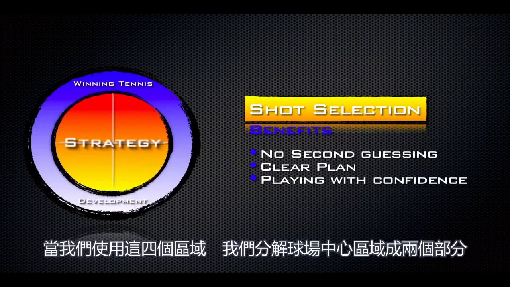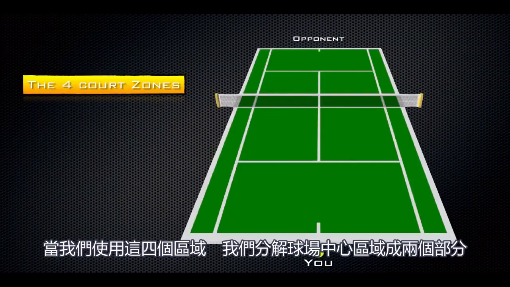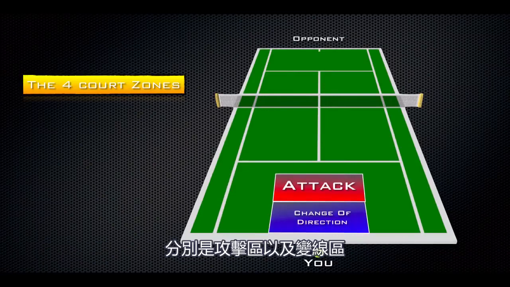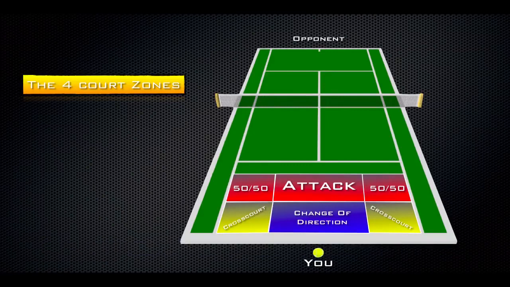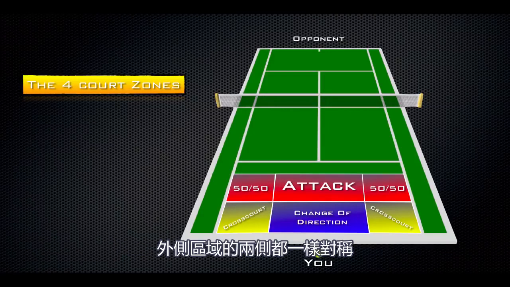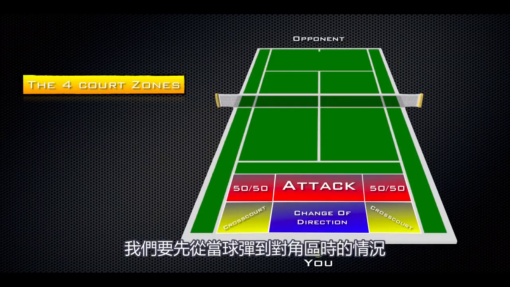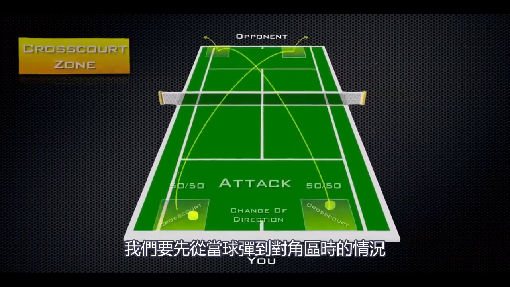When we are using the 4 zones, we break the court down into 2 center zones, the attack and change directions. The 2 outer zones are the cross court and the 50-50. The outer zones are the same on each side of the court. We're going to start with learning what to do when the ball lands in the cross-court zone.